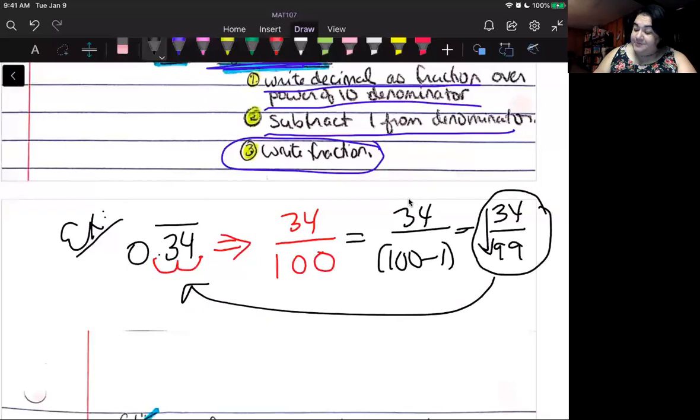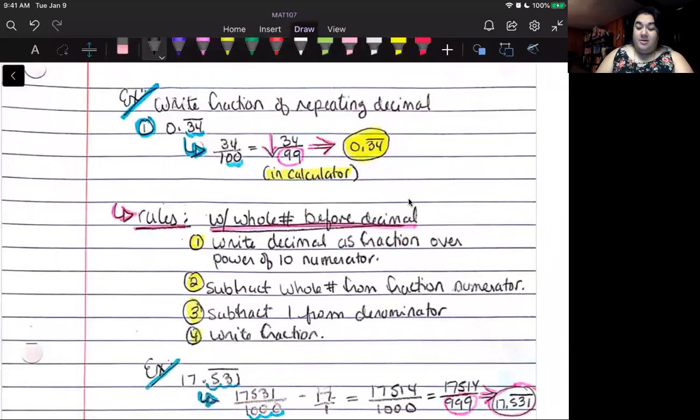Now, you can see that example is right here. You can follow it through. They took it, wrote it as a fraction. You can see that they wrote it as a fraction here. They took the 0.34 on repeat and wrote it as a fraction. Then they followed the step of subtract 1 so that you get 99 as your denominator. And if you put it into your calculator as a division problem, 34 divided by 99, your calculator gives you back the repeating decimal.